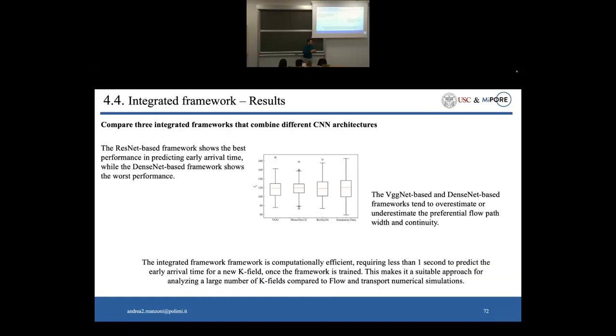I will conclude my presentation with the conclusion of the third phase. Those are the box plots of the result of the combined methodology. We combined the first phase, which predicts the preferential flow path position using a deep convolutional neural network, and the second part, which uses a neural network to exploit information of the preferential flow path in order to estimate early arrival time. We combined these two steps in a single methodology, and here you can see the result. The result tells us that all three models are able to estimate the average early arrival time, but the model that better represents the distribution of the early arrival time is the one associated with the more complex convolutional neural network. This is in agreement with the result I showed you before, the result of the semantic segmentation.